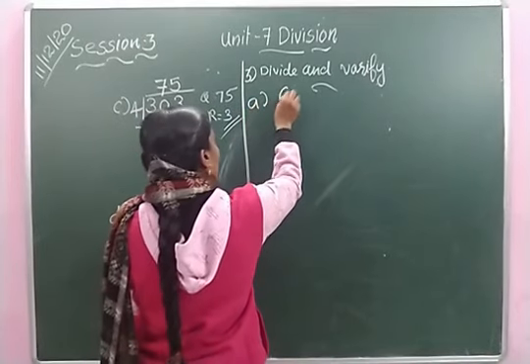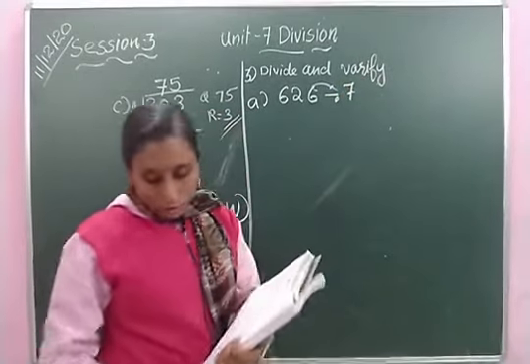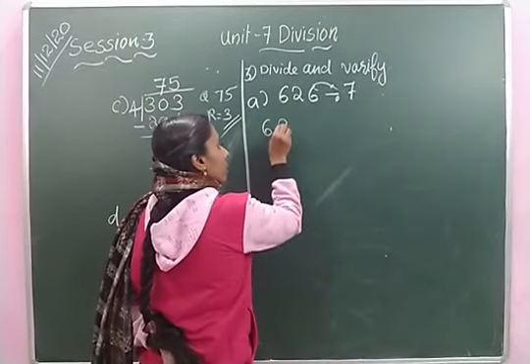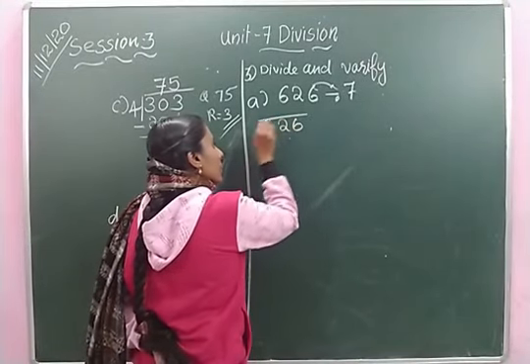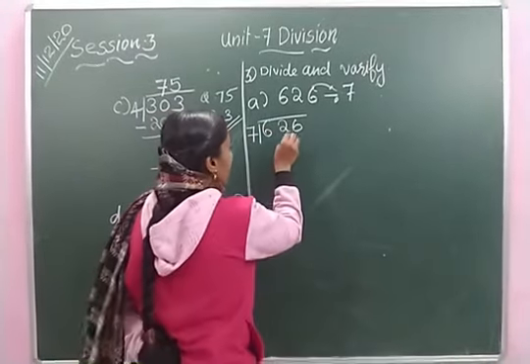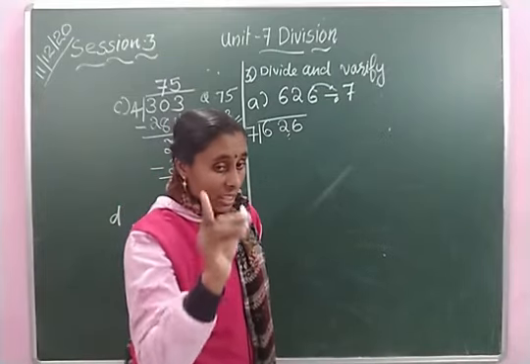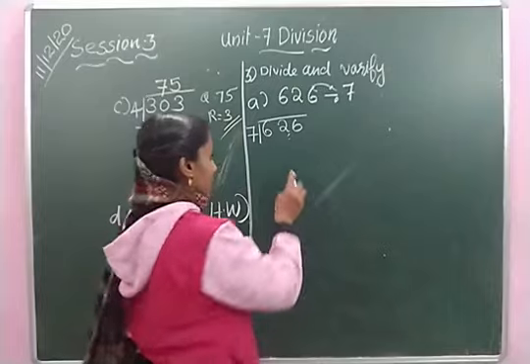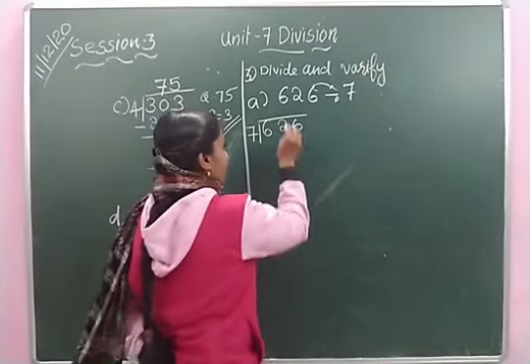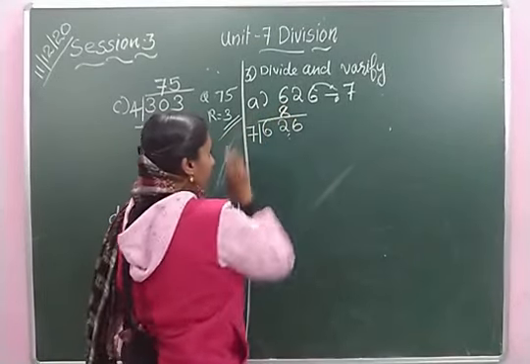A. 626 divided by 7. Let's see. First we should take 6. But 6 is smaller than 7. Select one more number. 7 7s are 49. 7 8s are 56. 7 9s are 63. Can you take 9 times? No. We cannot take 9 times. We can take only 8 times. We write 8 on the top of 2.